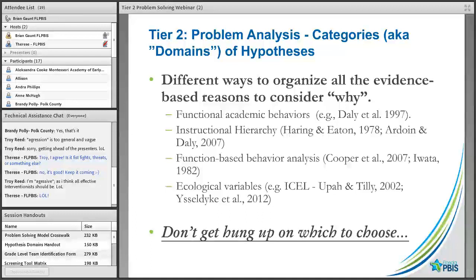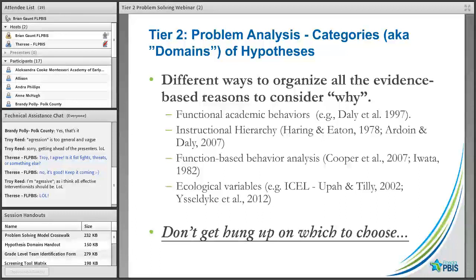My ultimate professional learning goal for all of you and all of your colleagues is we don't want to get hung up on name brand problem solving. There are so many different models of problem solving out there. There are so many different frameworks for analyzing and understanding why problems exist. These are just four that I have put up here on this screen because they're very common in the literature.